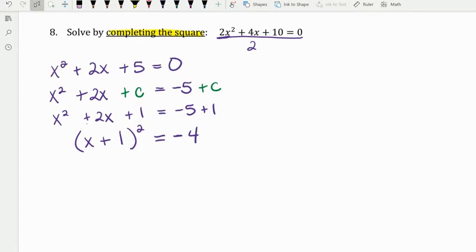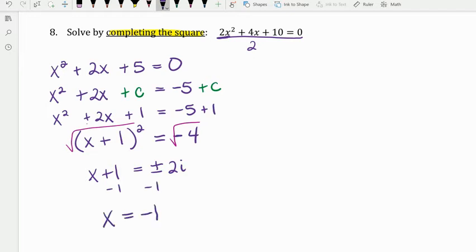Now that I've got it to look like that, I can take the square root of each side to get rid of that squared. And then I just get x plus 1 equals, this is kind of the little difference from the last time. We still need our plus or minus, but there's a negative inside that radical. So the square root of negative 4 is not just 2, it's 2i. And then our last step is to subtract the 1 on each side. So we get x equals negative 1 plus or minus 2i. And we can leave our answer like that. There's nothing to simplify.